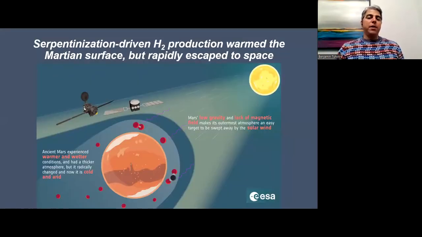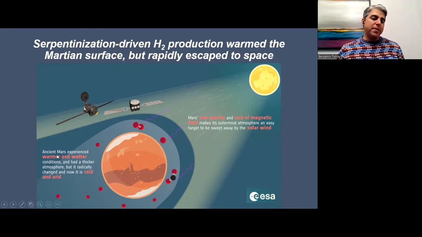Ultimately, though, whenever we generate a big pulse of hydrogen through serpentinization reactions, that hydrogen quickly escapes to space. Mars is a much smaller planet than Earth, so it's got much lower gravity, and it also has no magnetic field, and that makes its outer atmosphere very easy to be stripped away by the solar wind.